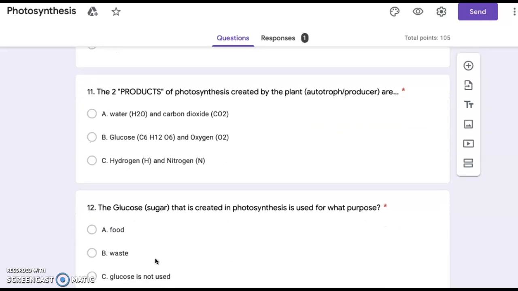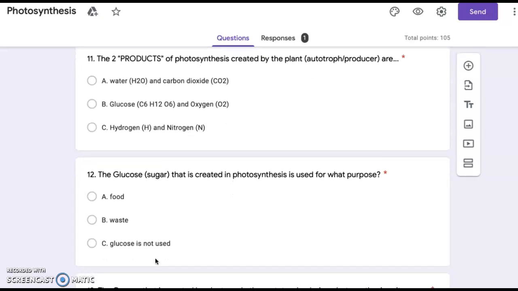Number 11. The two products of photosynthesis created by the plant autotroph producer are A. Water H2O and carbon dioxide CO2, B. Glucose, which is C6H12O6, and oxygen O2, C. Hydrogen H and nitrogen N.